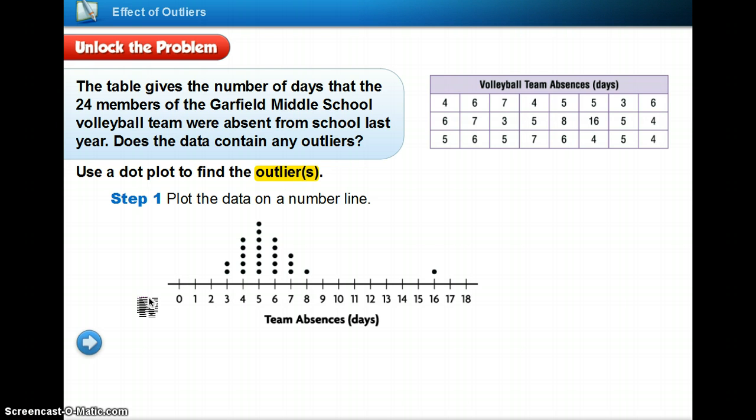It's not here on the page, so make sure you highlight the definition of an outlier. Again, an outlier is a value that is much less or much greater than the other values in a data set. Make sure you highlight or underline that.